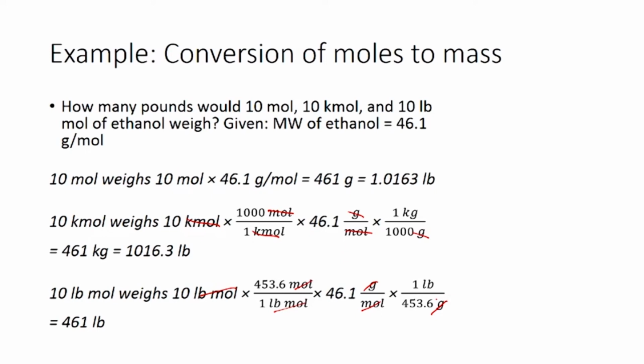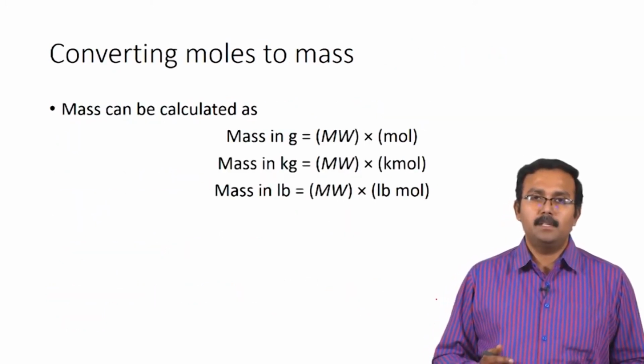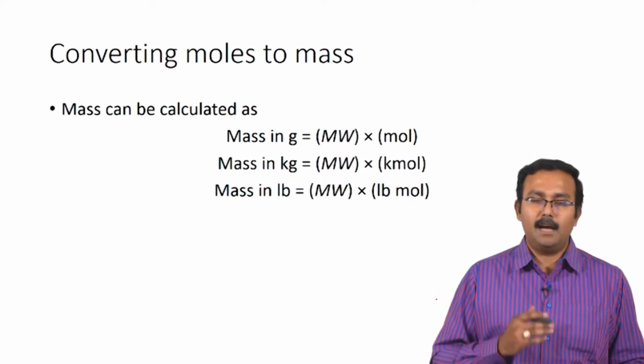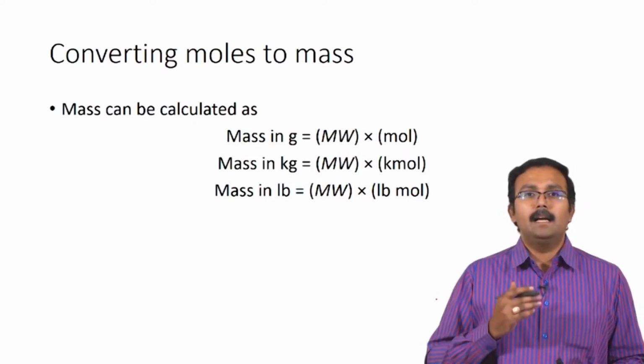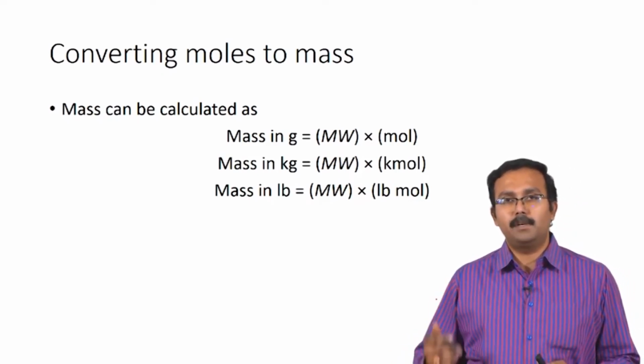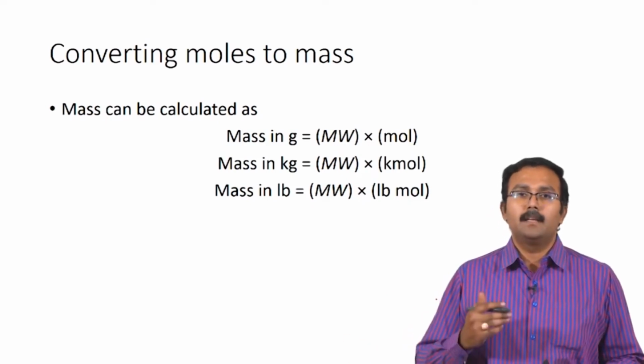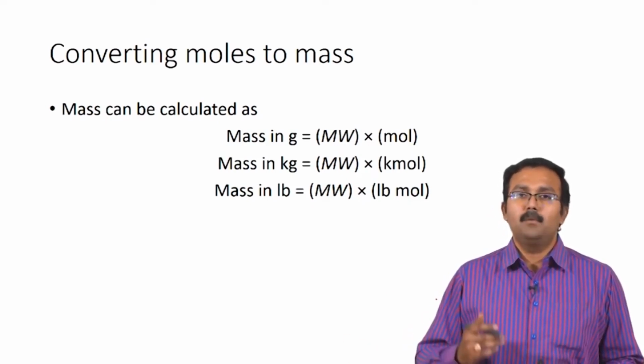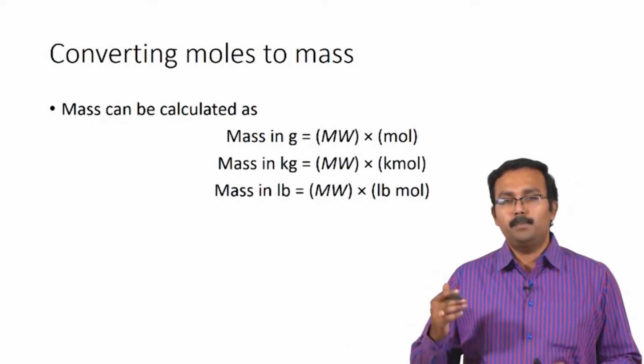ethanol. So, based on this we see that the molecular weight of each of these substances in terms of grams per mole, kilograms per kilomole and pounds per pound mole can be used to convert them directly into masses. So, you can calculate mass in grams as molecular weight expressed in terms of grams per mole times the moles, and mass in kilograms can be calculated as molecular weight expressed in terms of kilograms per kilomole multiplied by the kilomoles. Mass in terms of pounds can be calculated as molecular weight in terms of pounds per pound mole times pound mole.